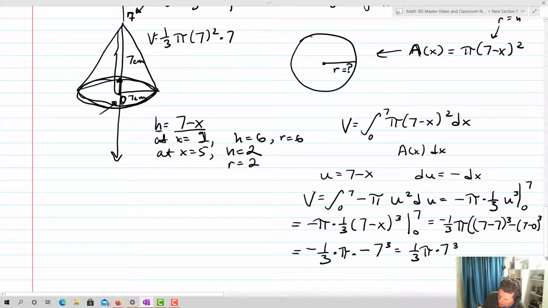Okay, so the big part to understand as we're working through our integration is that our volume is always going to end up being the integral, evaluated in this case on the x-axis, on whatever interval we're looking at, of the area of whatever the cross section is, dx, or dy if we're doing it with respect to y. Let's take a look at another example.